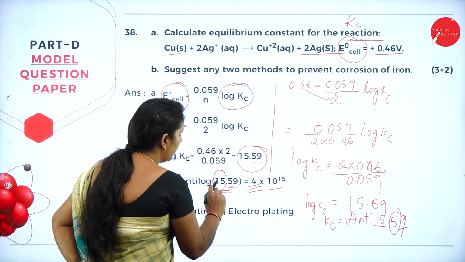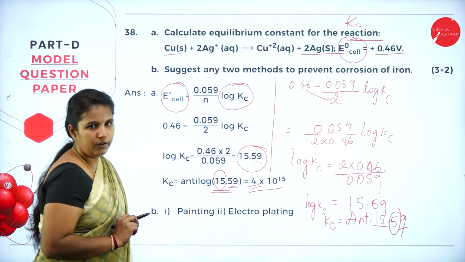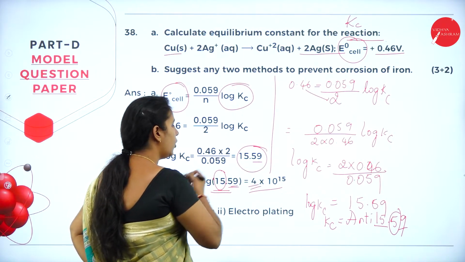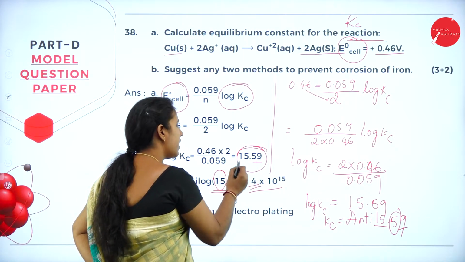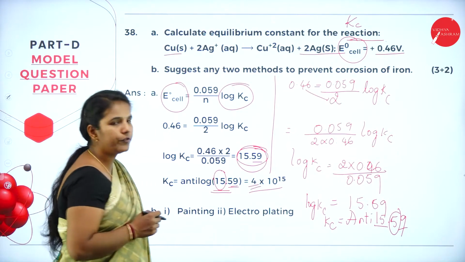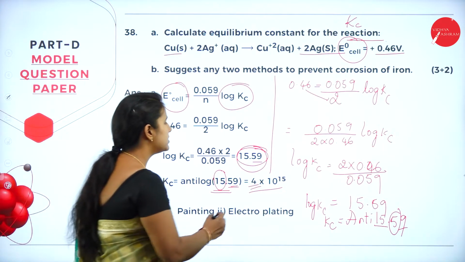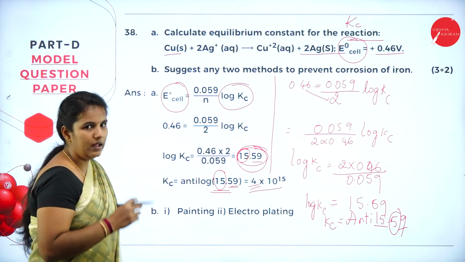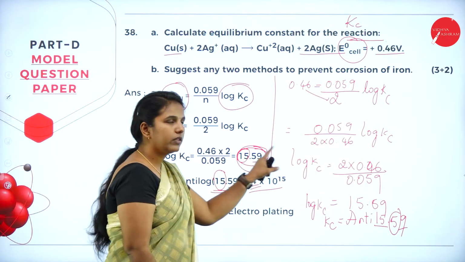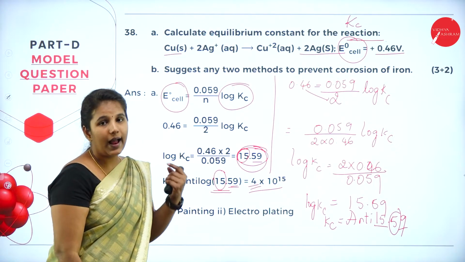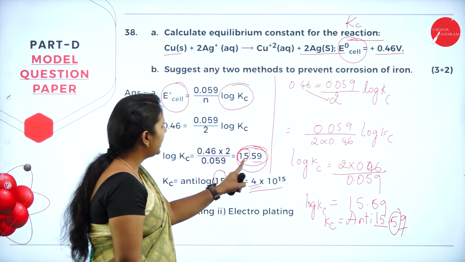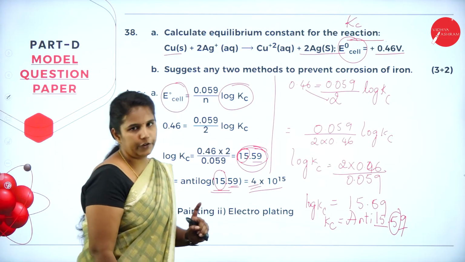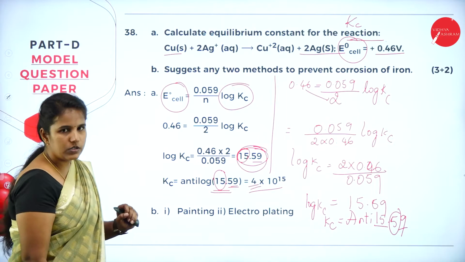4 into 10 raised to the power of 15, because, hope you know, if you get this 15.59, you cannot see the values of anti-log of 15.59. We have to consider this first part as a base. Then we have to look into the remaining numerical on the anti-log. Anti-log of .59 is 4, and into 10 raised to the power of 15. Hope you have understood this.